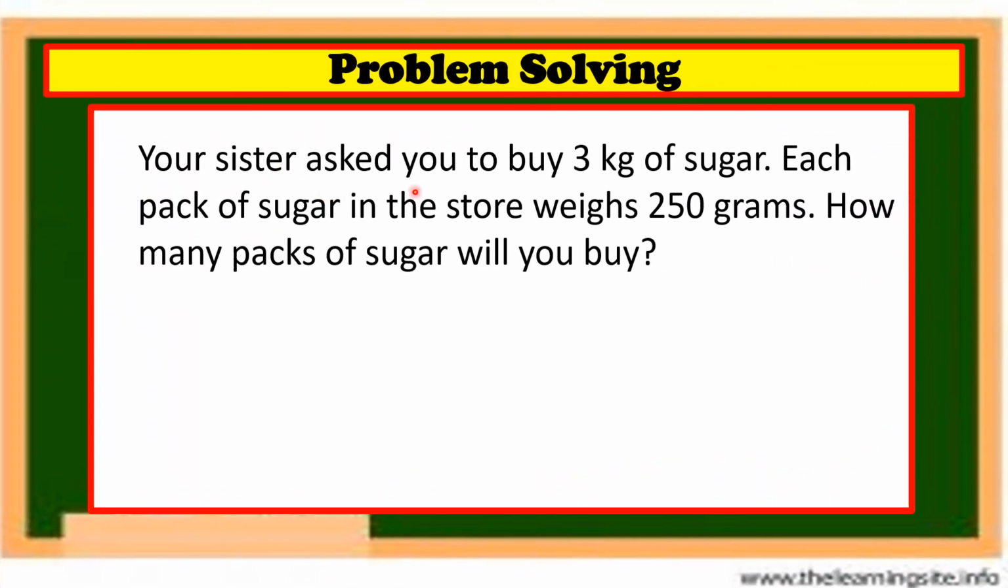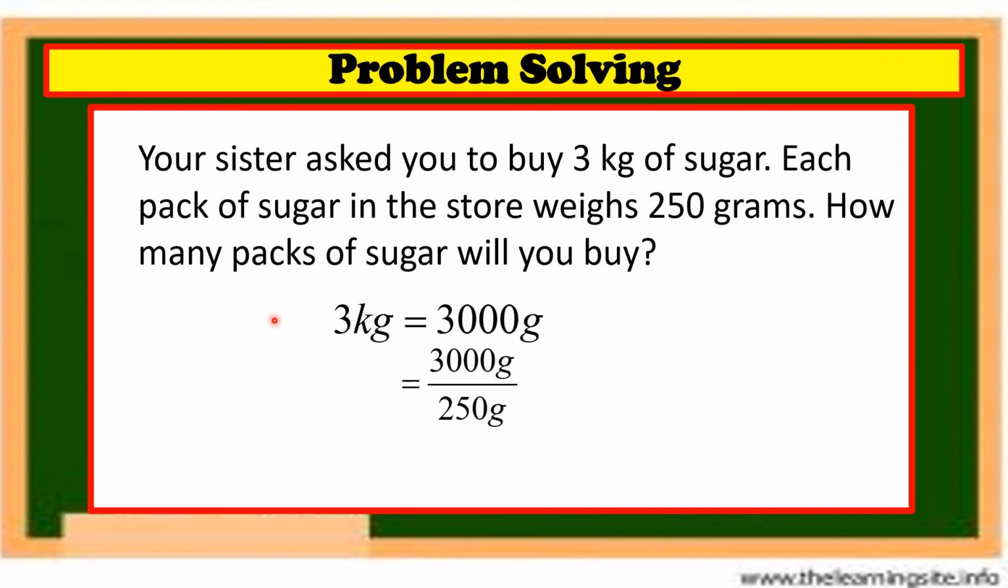Your sister asked you to buy 3 kilograms of sugar. Each pack of sugar in the store weighs 250 grams. How many packs of sugar will you buy? So 3 kilograms is equivalent to 3,000 grams. So we need to divide 3,000 grams by 250 grams, which is equal to 12 packs of sugar.